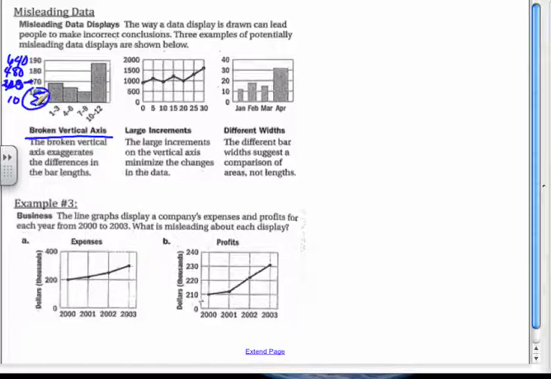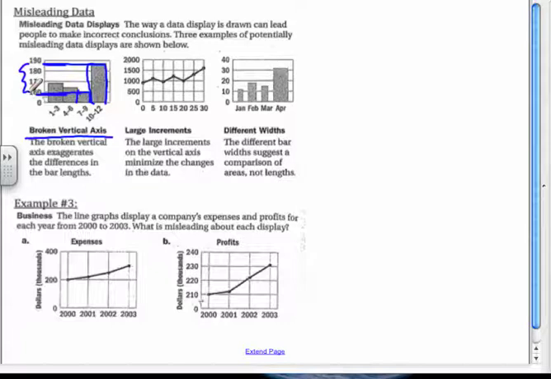And here's the result of that. When you're just looking at the bar itself, this bar looks almost 4 times the size of that bar. But if you look at it, this bar represents 160 and this one's about 187. Not 4 times 160. So you can see how that can be misleading if you're not careful when you're reading it.